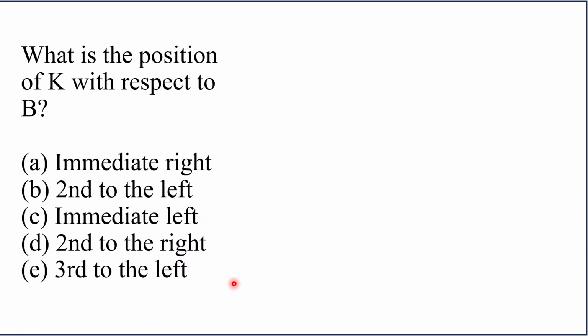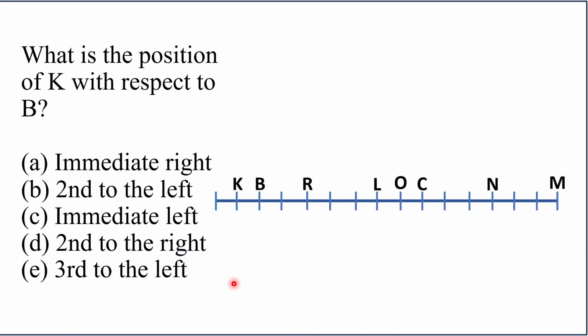What is the position of K with respect to B? This is the arrangement. Now the position of K with respect to B. With respect to B, you can see that K is to the immediate left of B. Let me draw the arrow also for you. You can see here that K is to the immediate left of B. So our answer for this question should be option number C, immediate left. Let's check. See, we got the correct answer again.